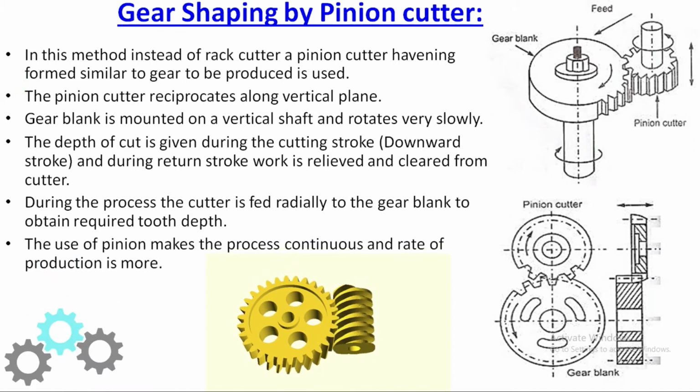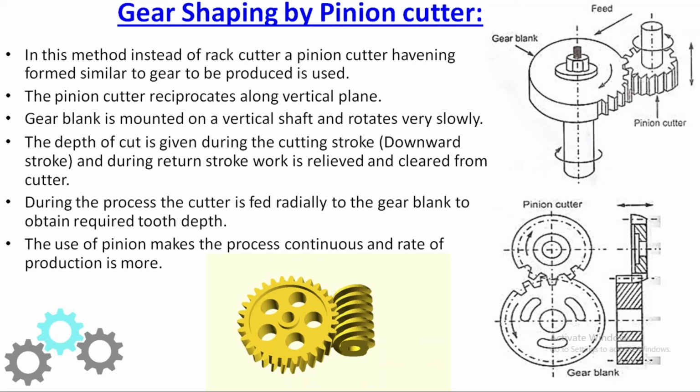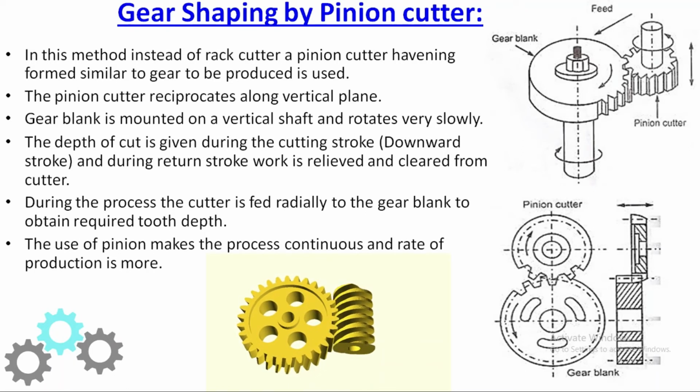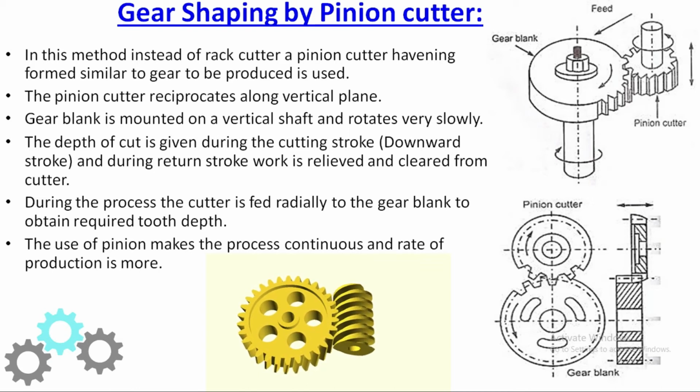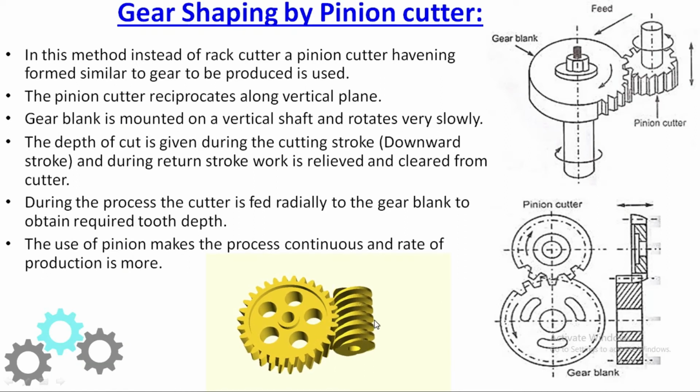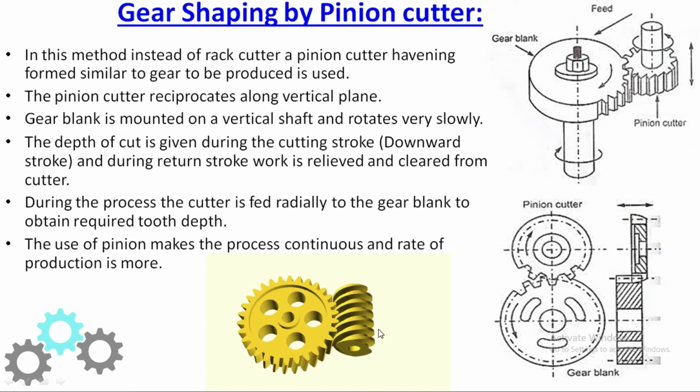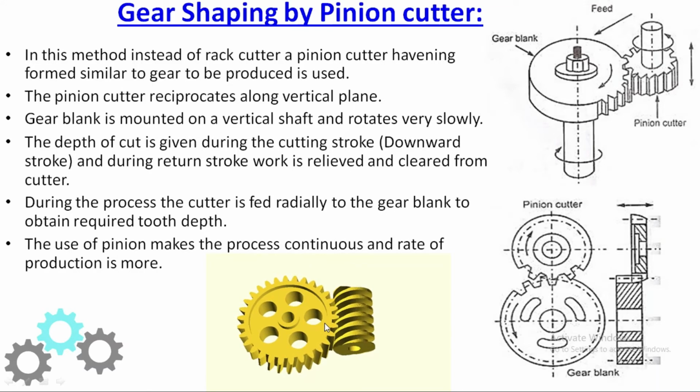Next, the use of the pinion cutter makes the process continuous and the rate of production is more. That is a very important advantage of gear shaping by pinion cutter. The rate of production is very high compared to other gear manufacturing methods. You observe the animated image which is blinking over here. The pinion cutter continuously comes into contact with this surface and removes a certain quantity of material.